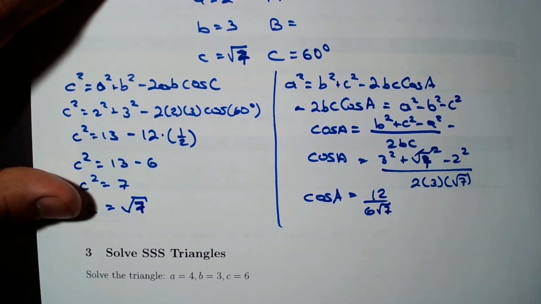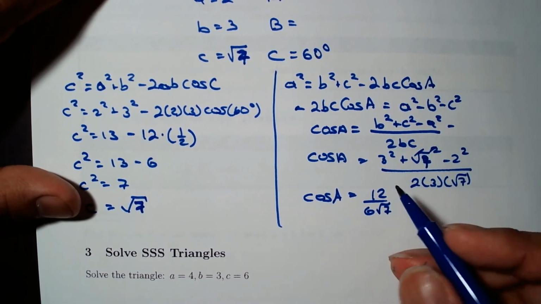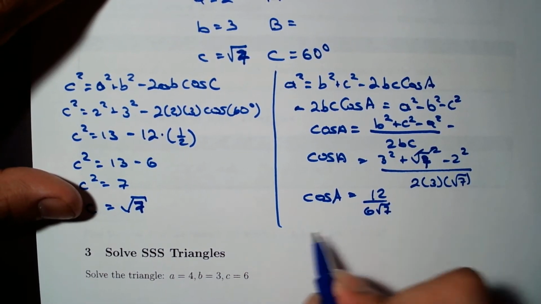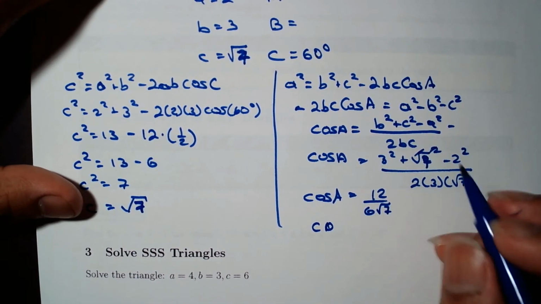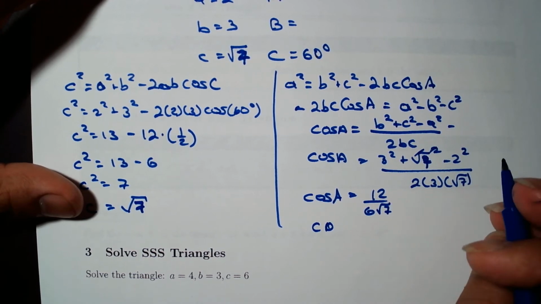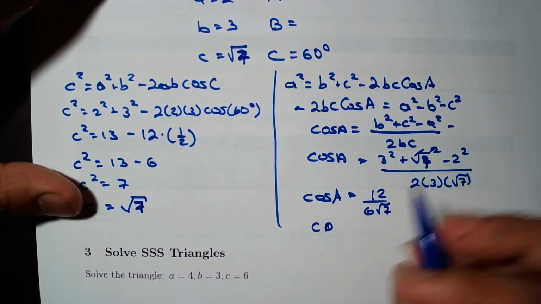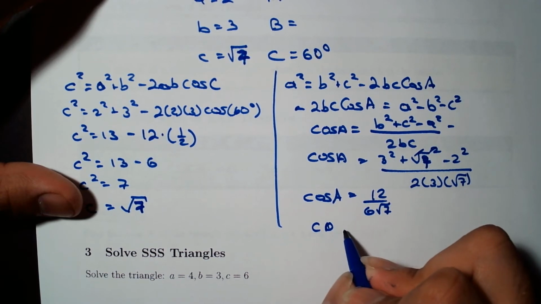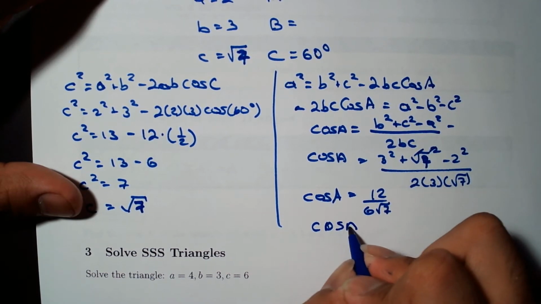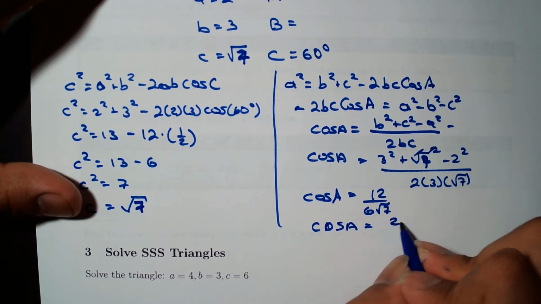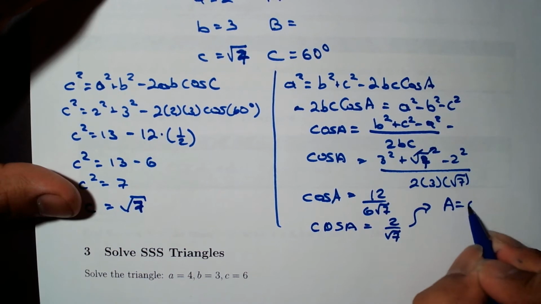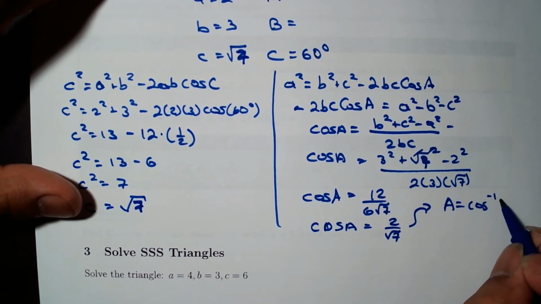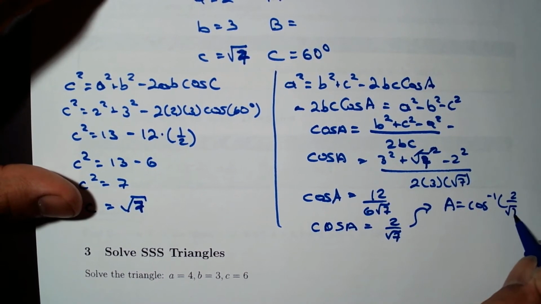So in this case, when we do arc cosine or the inverse cosine, well, this reduces to, I'm not going to rationalize in this case the same way we would do in other situations, because in this case all I want is the angle. So 12 over 6, that's 2 over root of 7. So that means A equals cosine inverse of 2 over root of 7.